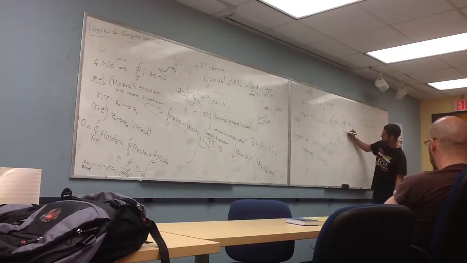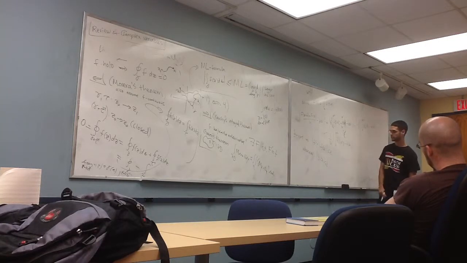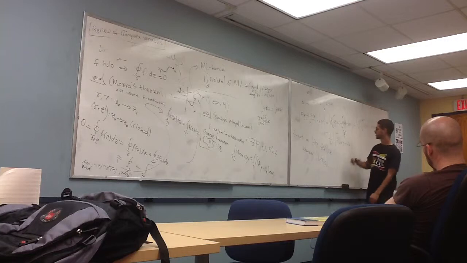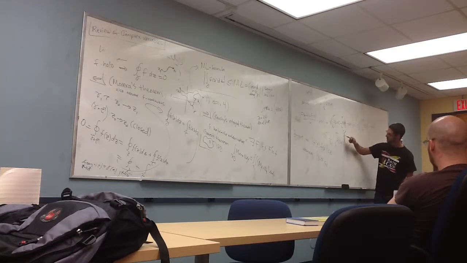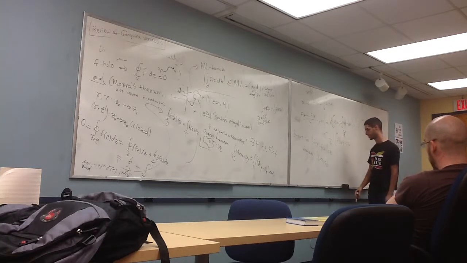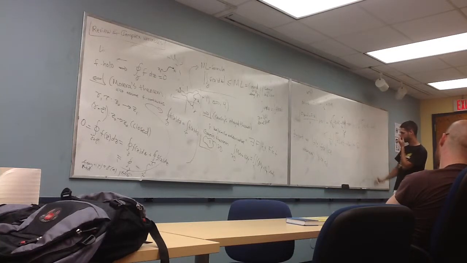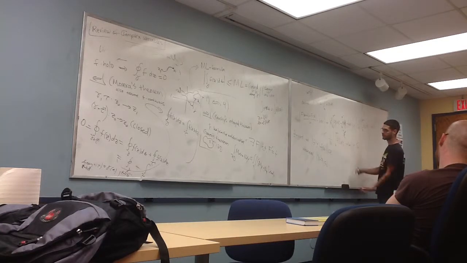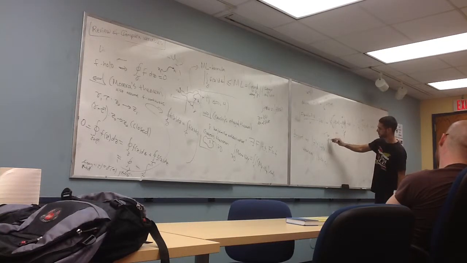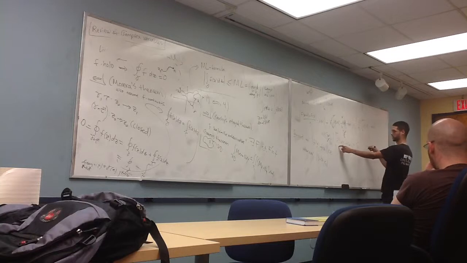So as h goes to 0, zeta goes to z. You guys see that? Again, zeta is on the path from z to z plus h, so as h goes to 0, zeta has to go to z. There's no other way to say that. So basically I'm going to take the limit as h goes to 0 of this, and f of zeta goes to f of z.